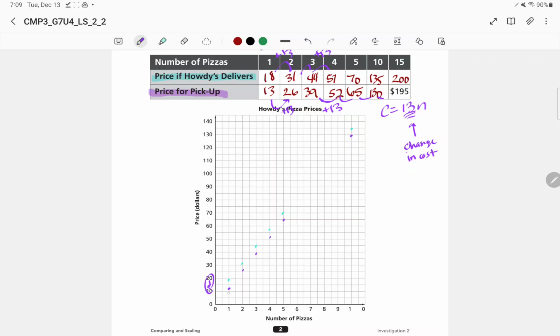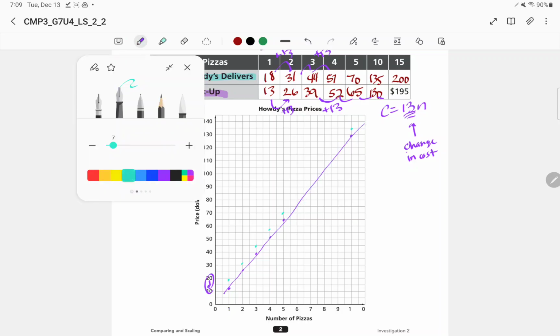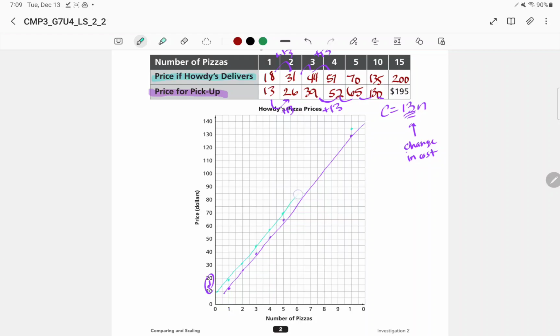What I mean by that is if I draw a straight line as straight as I can through each of these, those lines go up at the same rate. So we would say, number 1, those lines are parallel. And then how are they different? Well, the price if Howdy delivers is always $5 more than the price for pickup. So that's how they're different. They're always 5 units apart vertically. So this light blue line is always 5 units higher than the other one.